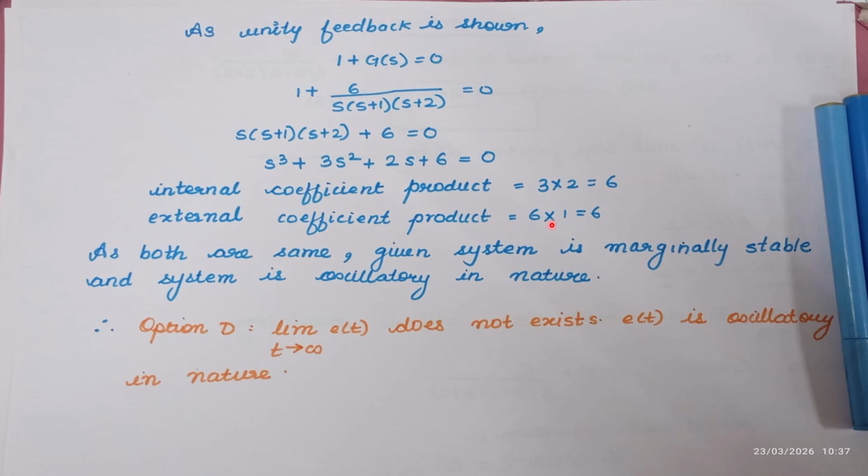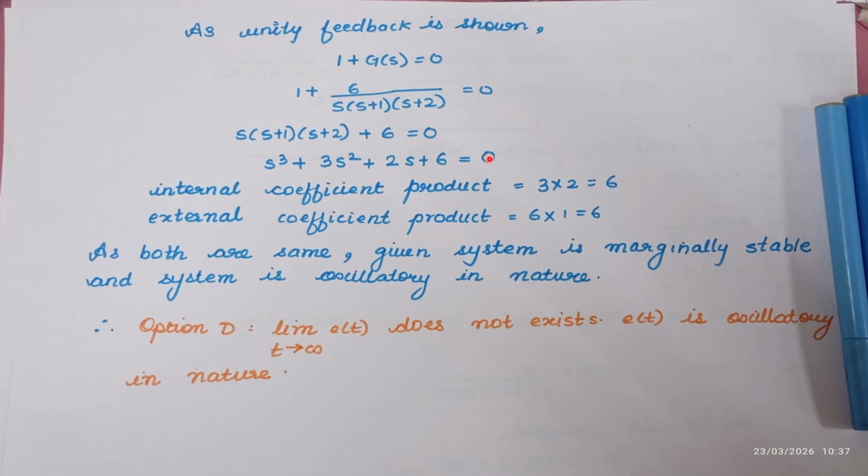Whenever this happens, the system is said to be marginally stable. Marginally stable means the system is oscillatory in nature. So for this question, option D is the correct answer, that limit t tending to infinity e(t) does not exist. e(t) is oscillatory in nature. The remaining options lead to a stable system nature, which gives a hint that the system might be stable, which is not true. When limit t tending to infinity e(t) is some constant value or is 0, that means the given system is stable, which is not true.